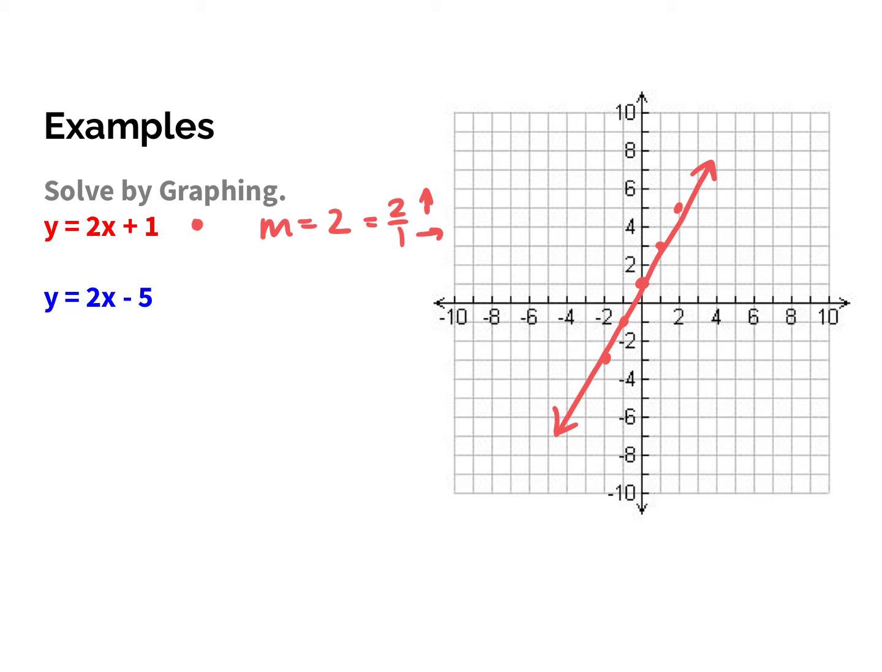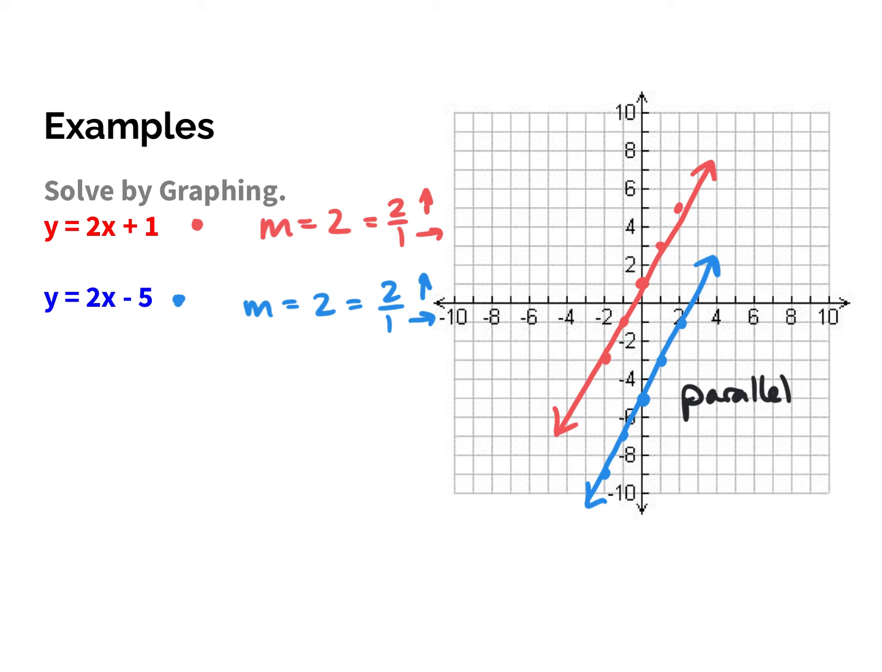My blue line is y = 2x - 5, so I'm going to start at minus 5, and I'm going to do the same slope. Wait a second, its slope is also 2, which is also 2 over 1, which also means up 2 over 1. So you'll notice that if I plot a couple points, go up and right and down and left, and draw this line, wait a second, what's going on there? Well, those two lines are not going to intersect. These two lines are said to be parallel.